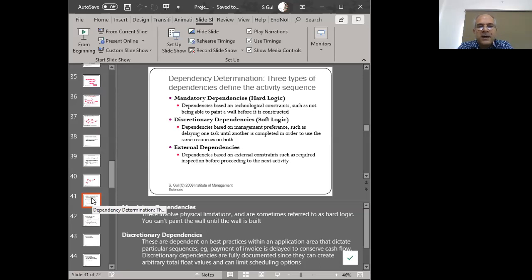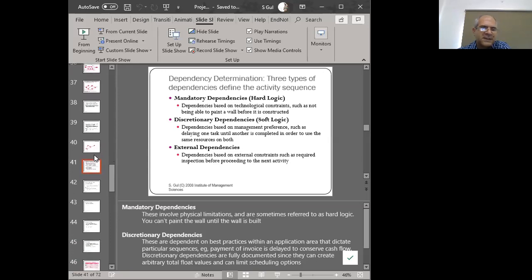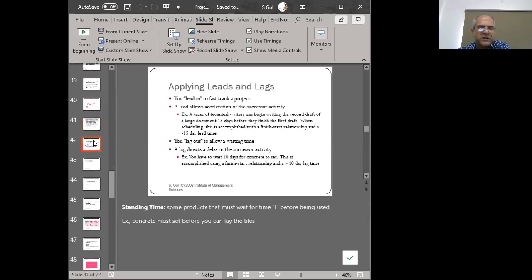Now, this is the second type of dependency that exists: mandatory dependencies, hard logic or hard dependencies; discretionary dependencies, known as soft logic or soft dependencies, right? And external dependencies that are imposed upon us from the outside, such as a dependency caused because of some law and regulation. So you have done something, now you can't move to the next step because there is a requirement for certain external third parties to come and perform some sort of an inspection, right? That's also a type of soft logic, but it's kept separate because it's not related to your internal procedure, rather it's a third-party-caused dependency, right? So these are another form of dependency that exists in a project, and we have to make sure that they're a part of our schedule as well, right?